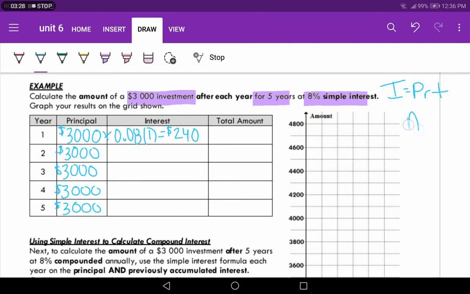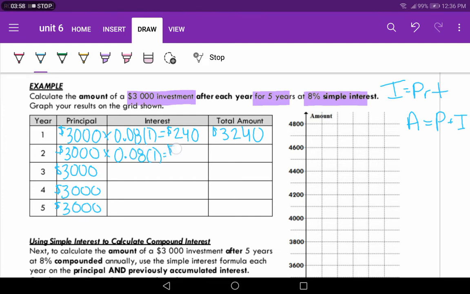So that's A equals principal plus interest. Principal is 3,000 plus 240 means that we have a total of $3,240 after 1 year. Okay, so after each of these years, you're going to make the exact same amount of interest, okay, because it's simple interest. So again, you would just do this exact same formula.